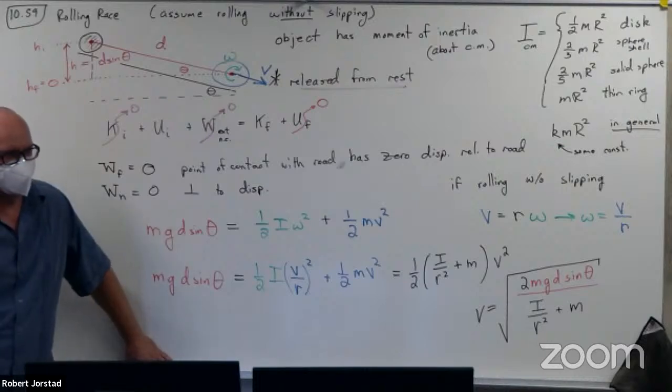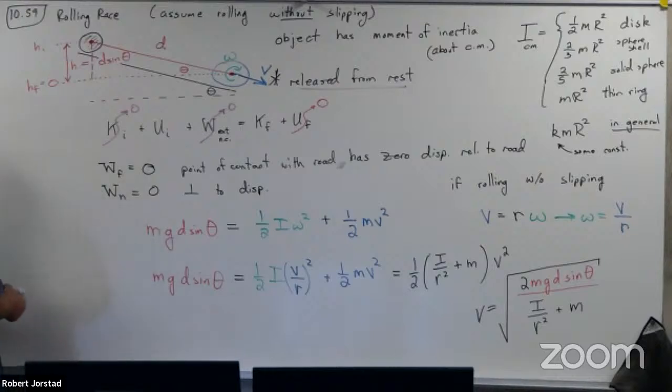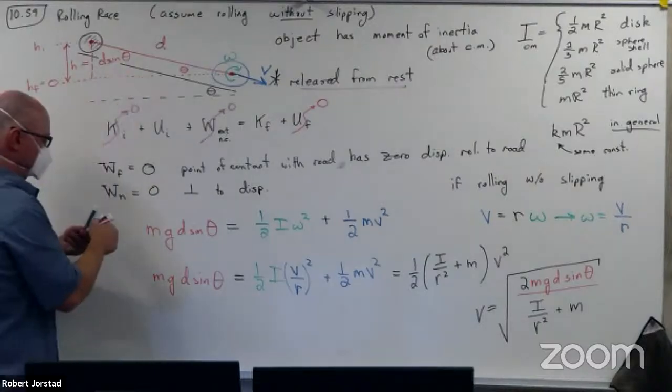Yeah, go ahead. B isn't equal to change in data. Yeah. Oh, okay. This is interesting. So remember, D is the distance traveled.